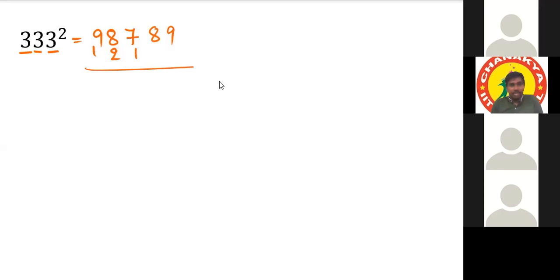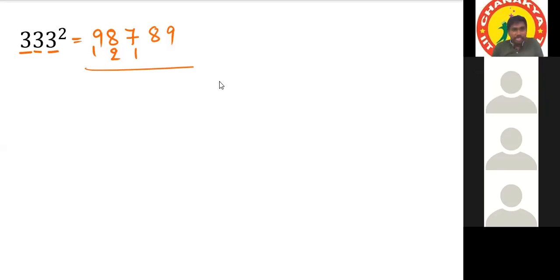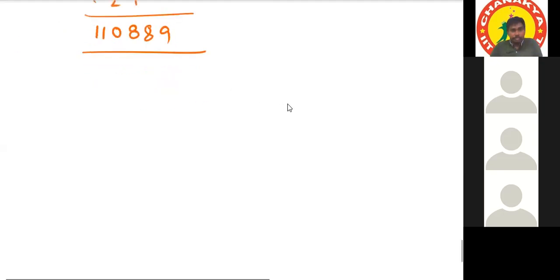Got it. Then after balancing, the answer is 110889. So up to 8 series, this is the procedure. And for 9s, it is different. For 9s, it is very easy.